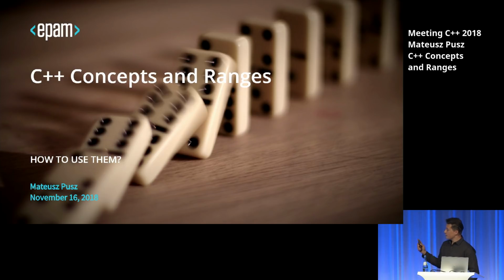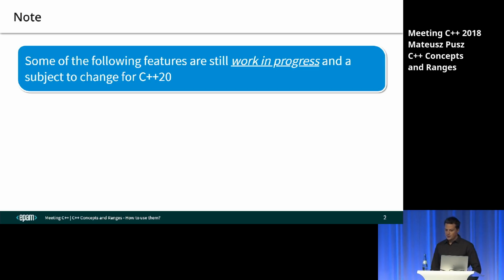Today we'll talk about concepts and ranges. We'll see how concepts are specified, and we'll learn how to use them based on the examples from the standard ranges library. But first, please note that this is brand new, cutting-edge material. Some of the things described here are still work in progress. Even while preparing those slides last week, I found a few minor issues in the proposals that were already accepted by the committee, and we'll have to fix them.